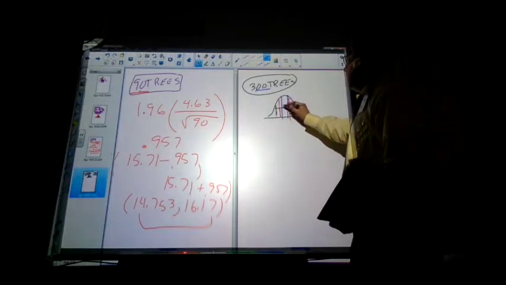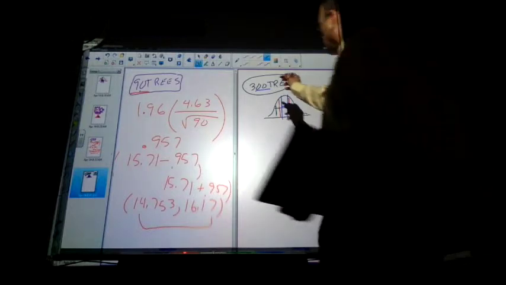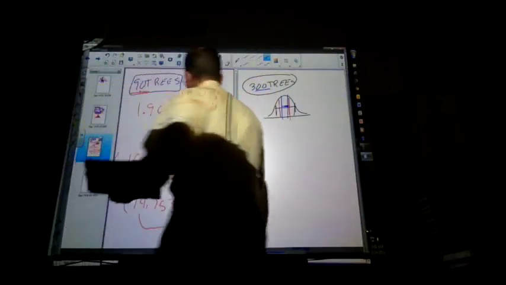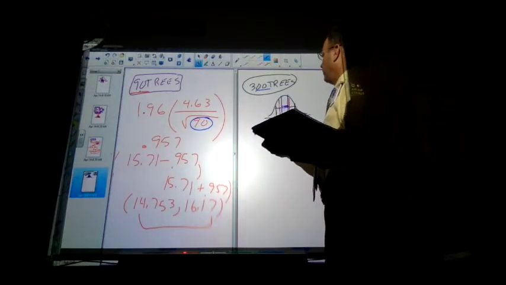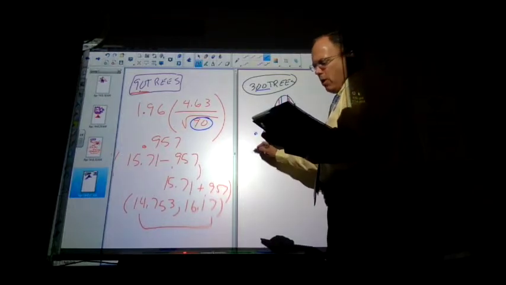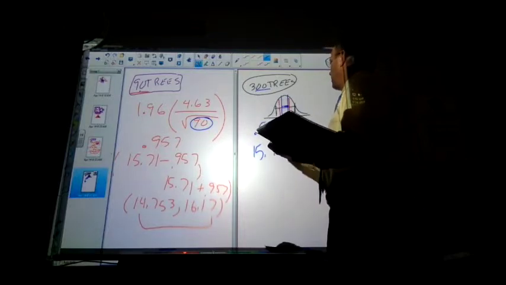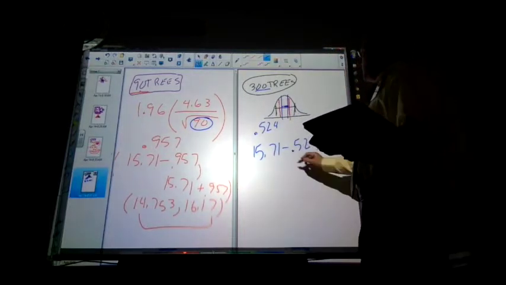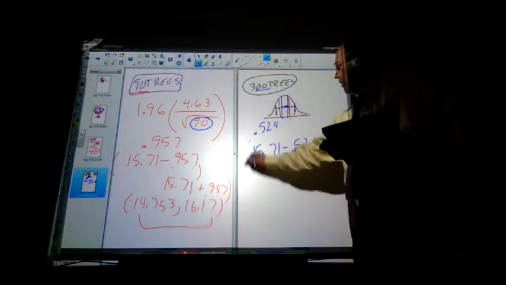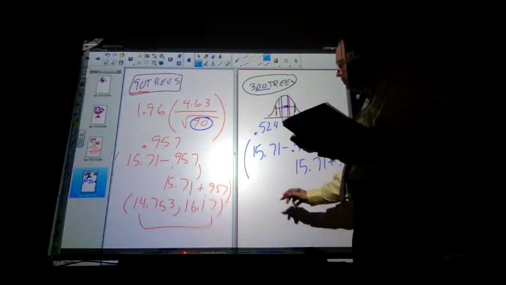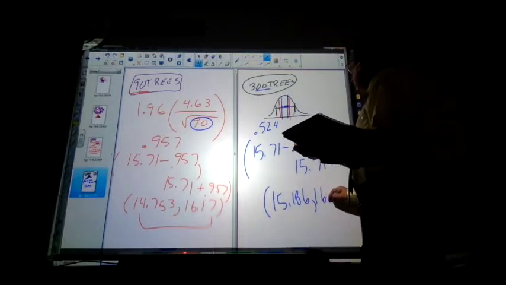Why are we becoming more confident that our information is going to fall there? Because again, this 300, we're going to put it here. This 300, if I put it there, gets to 0.524, which means you're going to go 15.71 minus this, and 15.71 plus this. So my confidence interval is getting even smaller because I've taken more. So I have 15.186, 16.23.